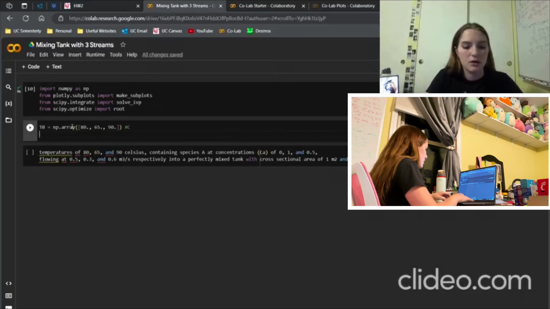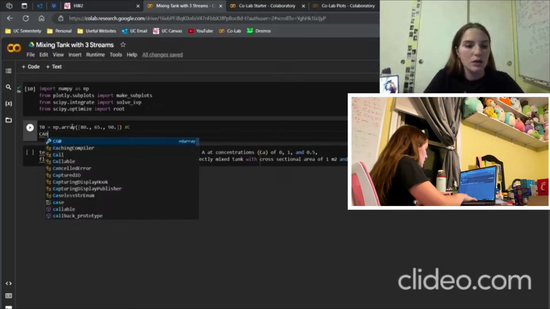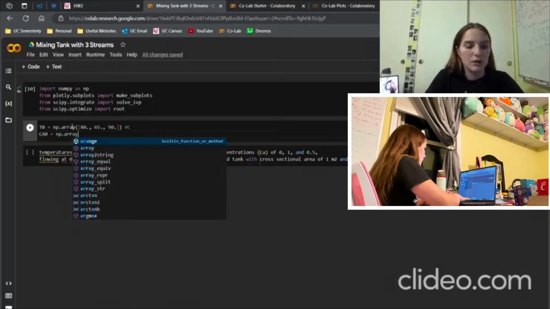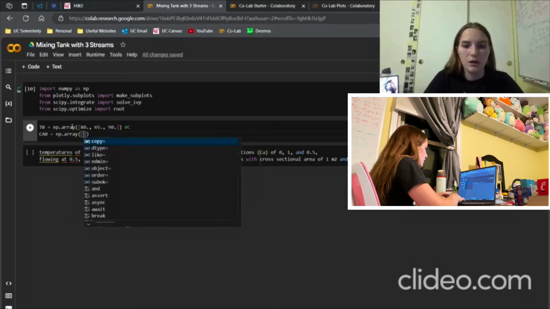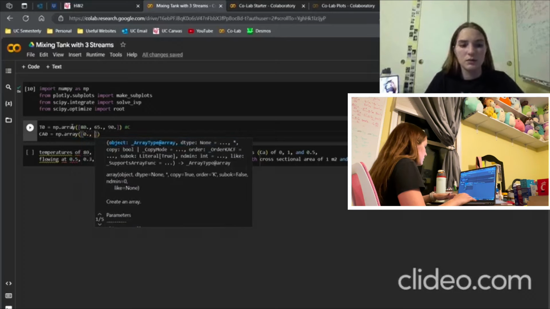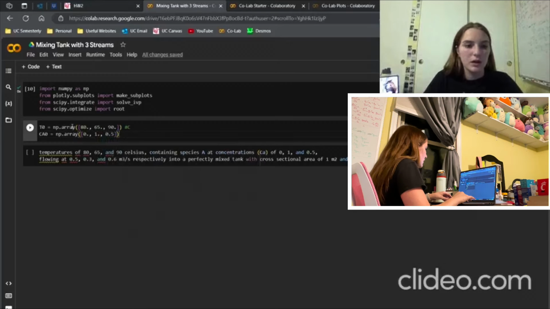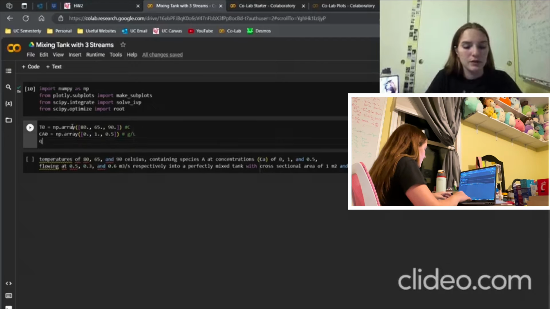And then our initial concentration is going to be the same thing. We need to have an array of 0, 1, and 0.5, and the units of this should be grams per liter. And then we're going to do the same thing for our flows in.